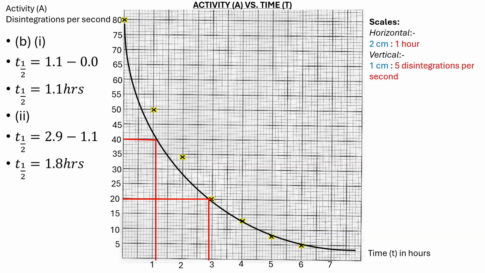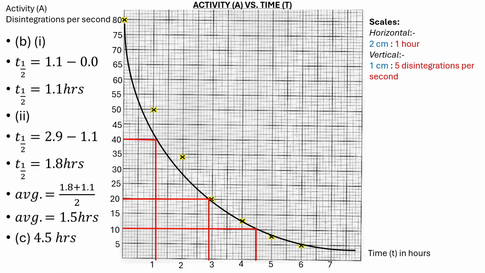So we now then will find the average of the two half-life values that we have estimated from our graph. So the average will be 1.8 plus 1.1 all divided by 2. So that works out to 1.5 hours to two significant figures. Part C of the problem then asks you to find how long it took for the activity to drop to 10. So you start at 10, go over horizontally and come down, and that corresponds to a time of 4.5 hours.